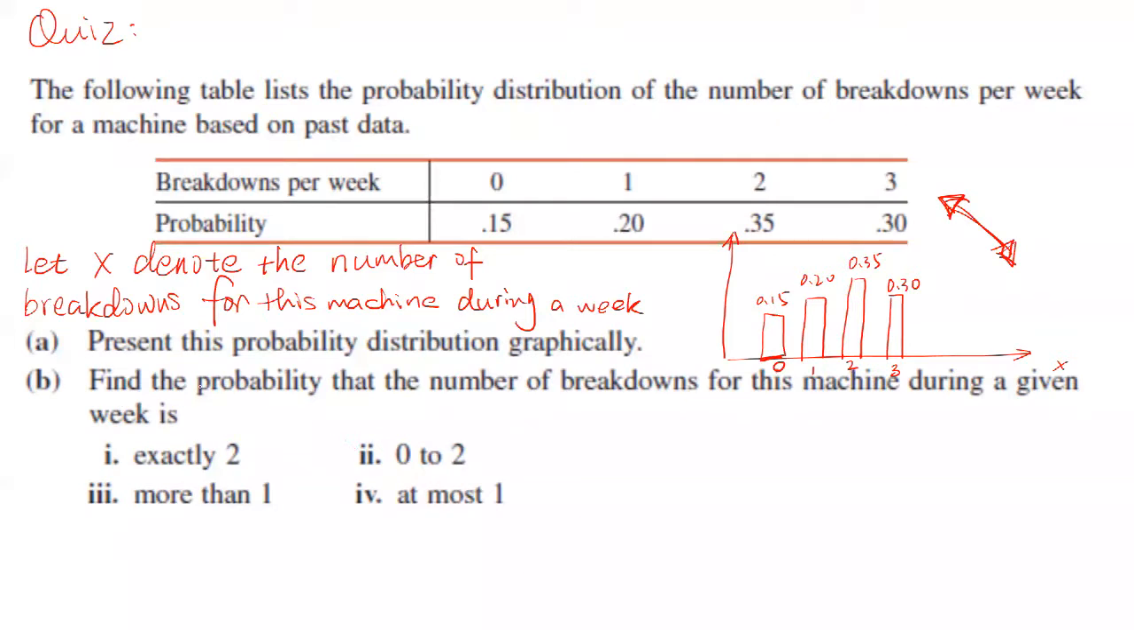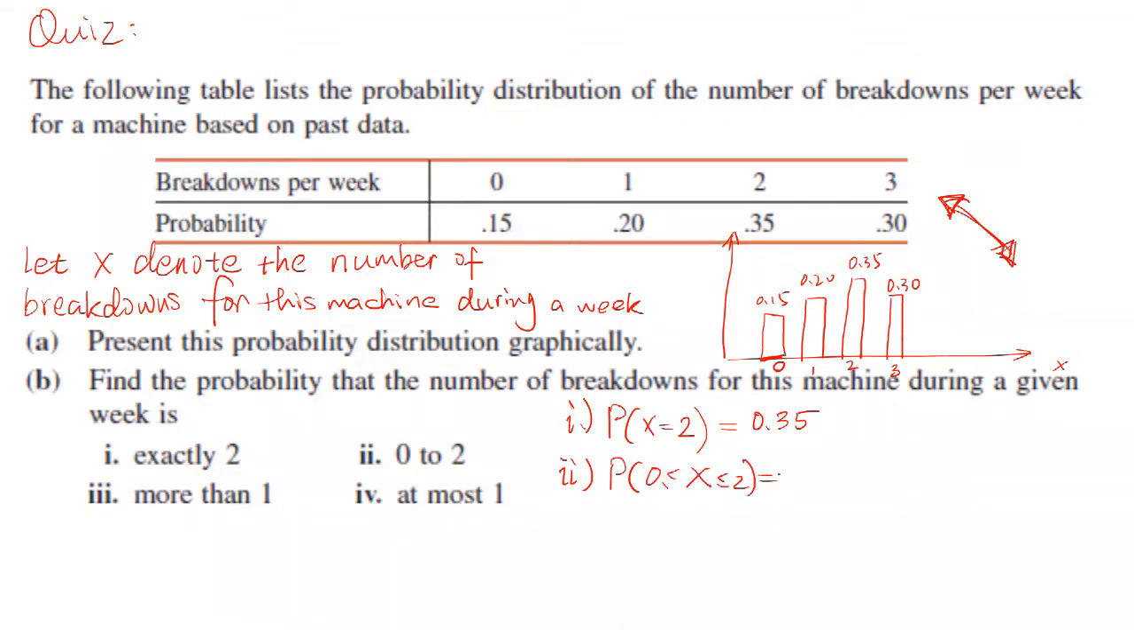Question B: find the probability of the following 4 events. Number 1, the probability of X being 2. You can write it this way: P(X = 2). We can find this value directly from the table, which is 0.35.